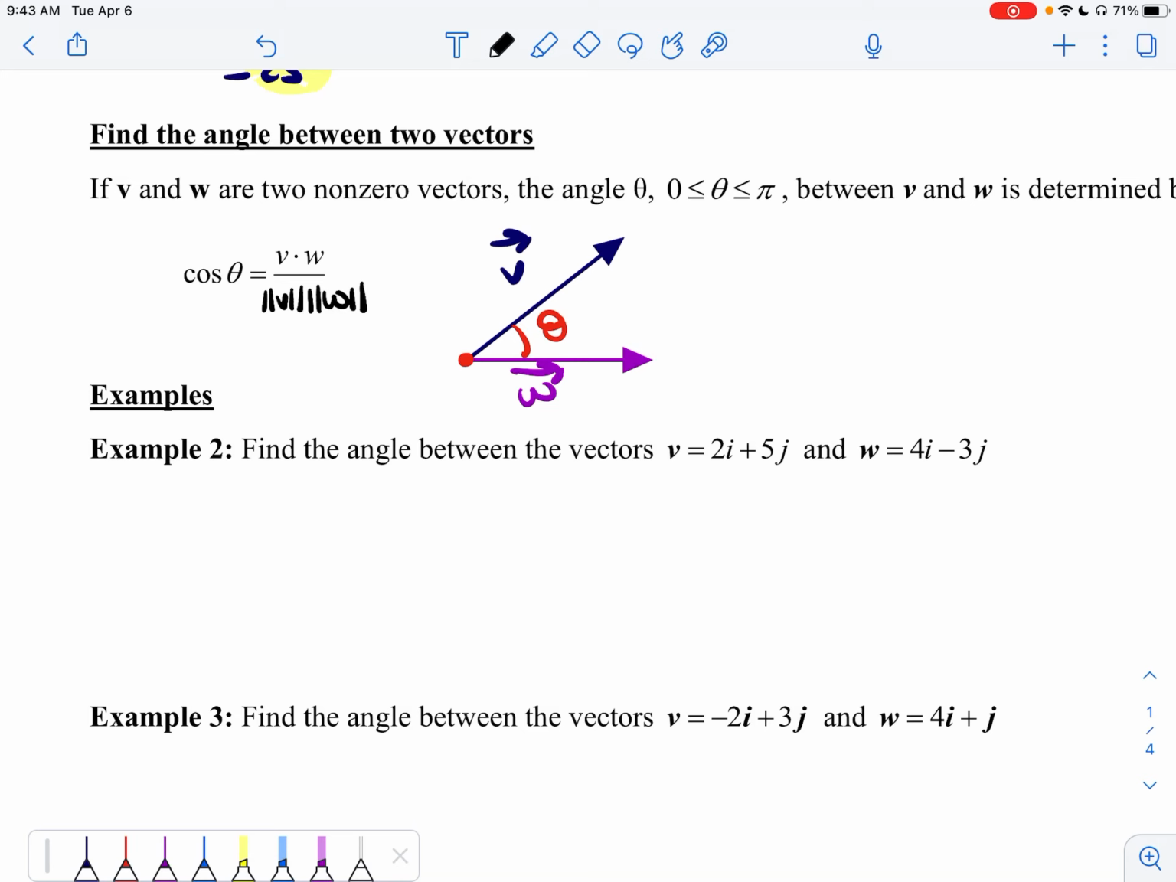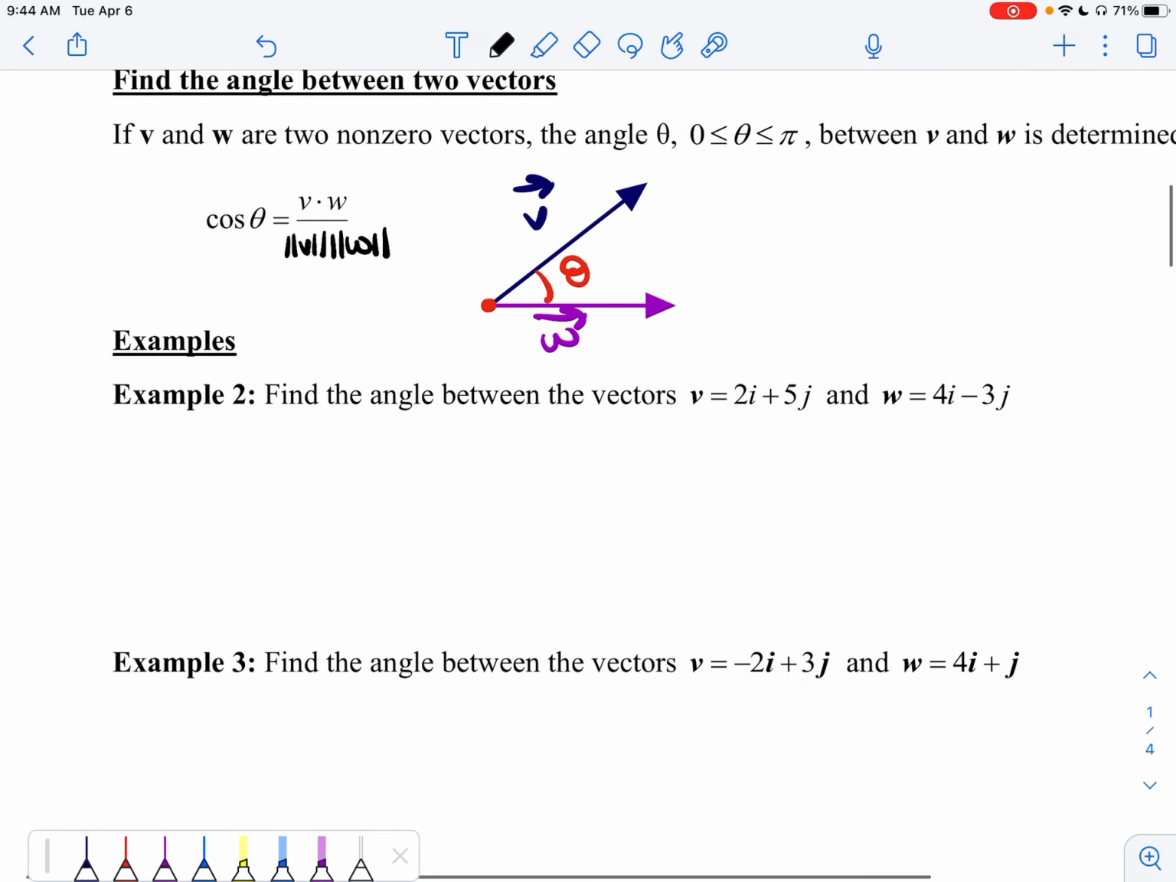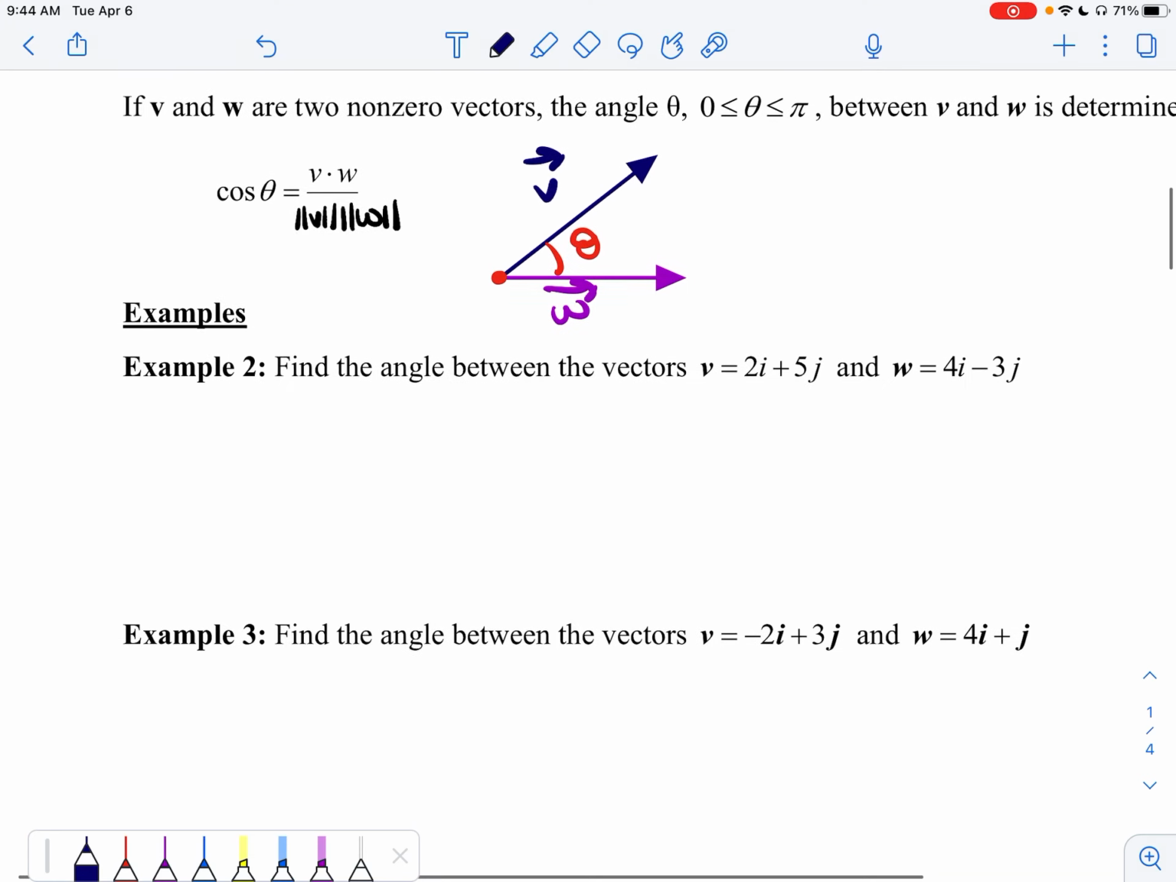Using this formula, we're going to be able to find that angle theta between our two vectors. Let's go ahead and take a look at an example. We are trying to find the angle between the vectors v equals 2i plus 5j and w equals 4i minus 3j. The first thing that we want to do, if we're thinking of using this formula, is to find the dot product. So we're going to start by finding v dot w.